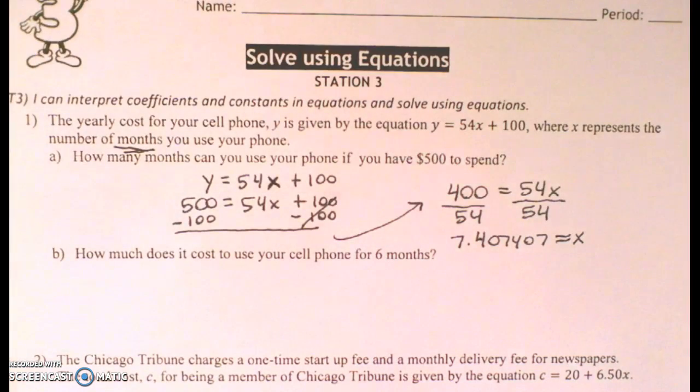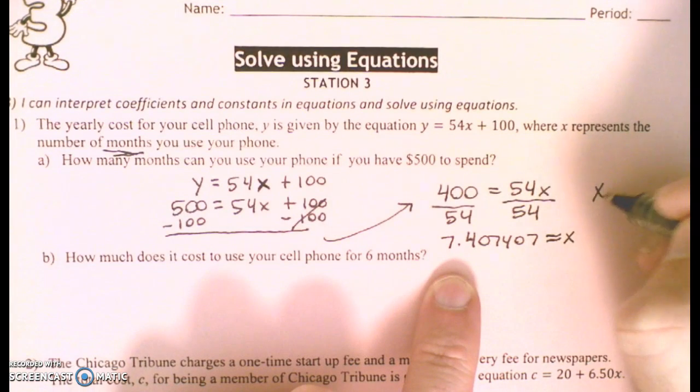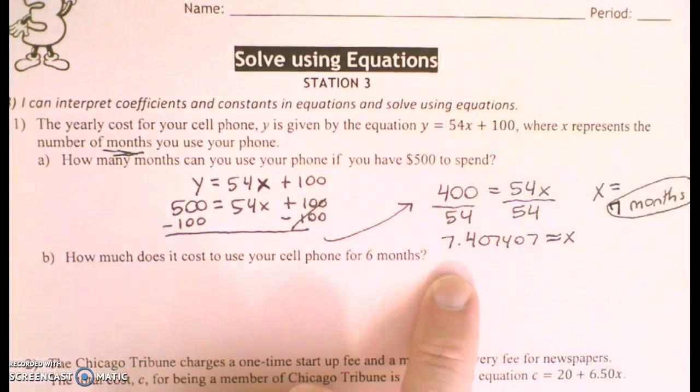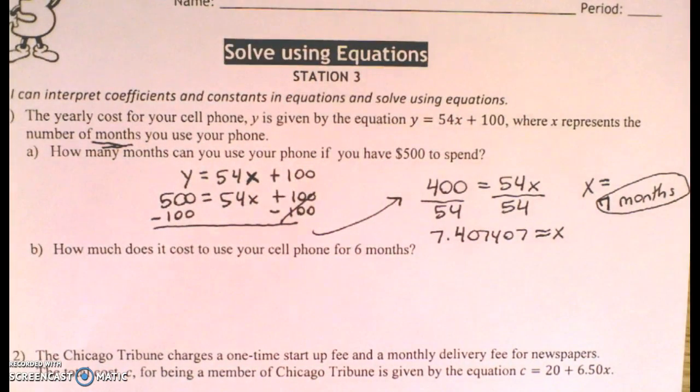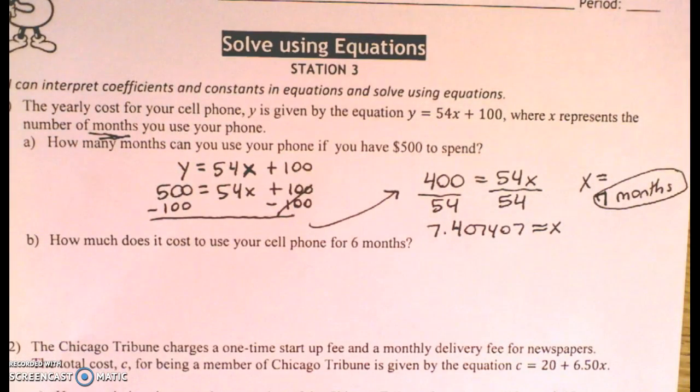But now we're dealing with units. So in terms of our problem, we want to make this a whole number that makes sense in the problem. So we're dealing with months. So in this case, x is going to be about 7 months. So we round it because we don't really deal with 0.4 months. We're just looking for when the $500 will give you, how many months it'll let you use your phone.